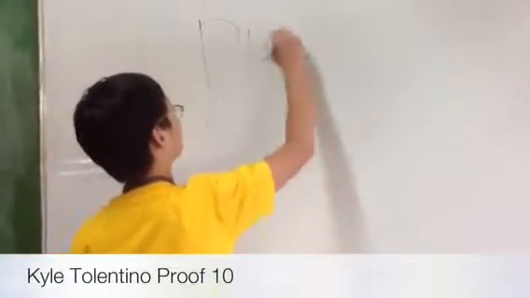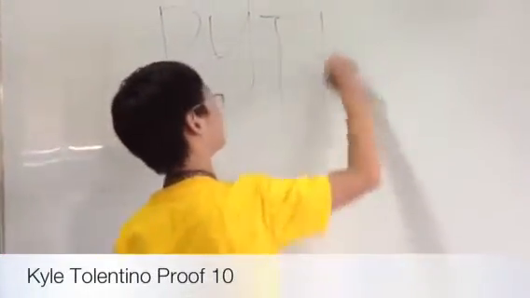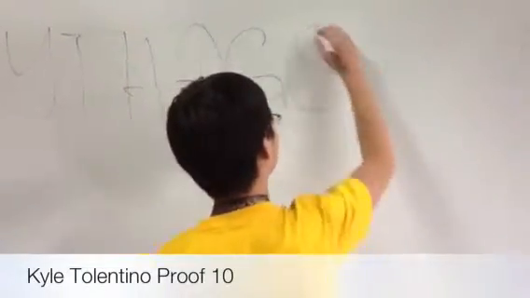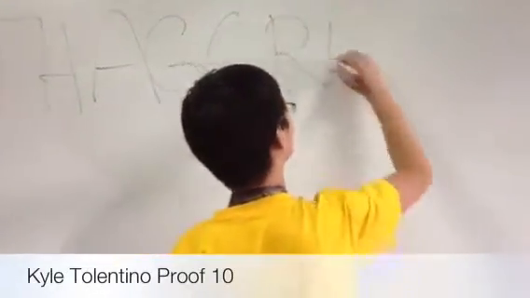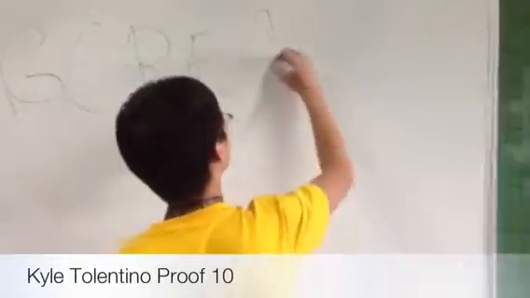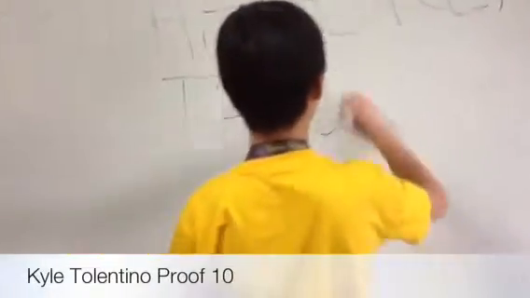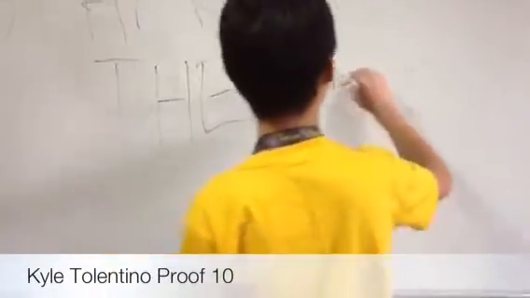Today I will be talking about one of the proofs of the Pythagorean theorem. To start off, let us define the Pythagorean theorem. The Pythagorean theorem is a formula in geometry that only works if it's a right triangle. It states that the square of the length of the hypotenuse equals the sum of the squares of the lengths of the other two sides.